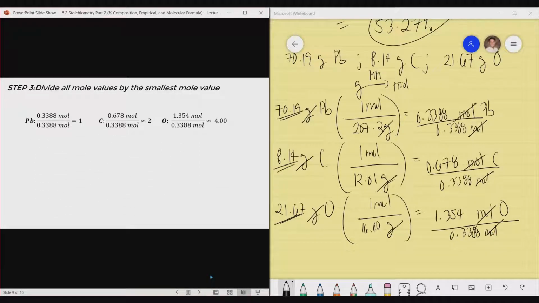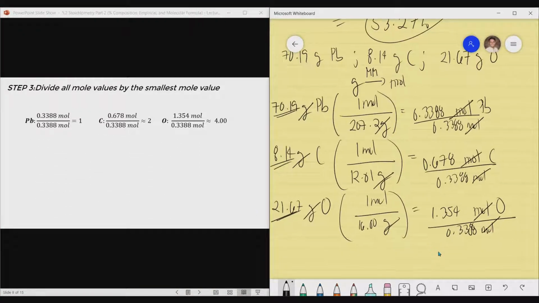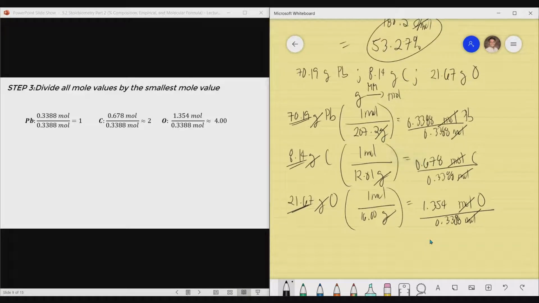Right, so this will be the answer. So we need to round them off into a whole number. So 0.3388 divided by itself is 1. 0.678 divided by 0.3388 is approximately 2. And then for oxygen, I have 4. Now, 1, 2, and 4 will be the subscripts for the respective elements.